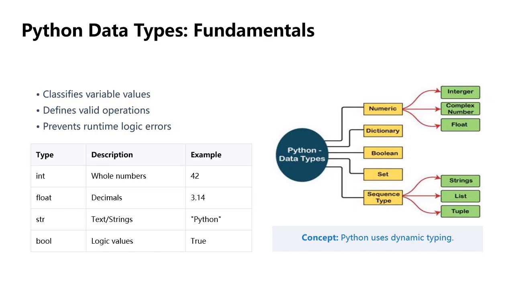Let's take a look at the common types we'll be working with. We have int for whole numbers, float for decimals, str or strings for text, and bool for Boolean values, which are simply true or false. We'll be exploring each of these in detail throughout our lesson.